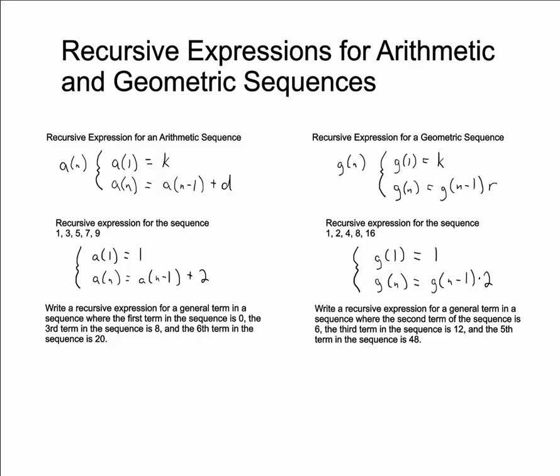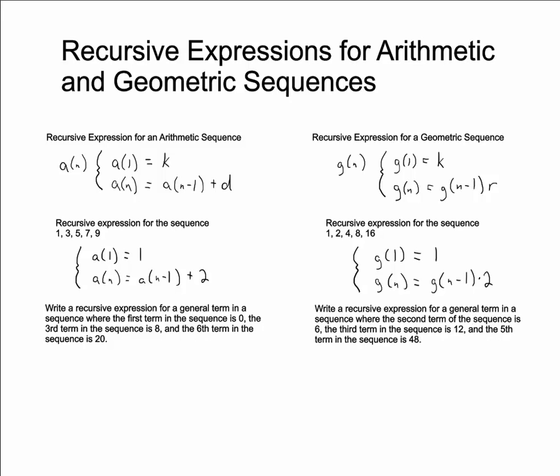So let's define a recursive expression for the sequence 1, 3, 5, 7, 9. So we always start out with the first term. So a of 1 is equal to 1. Then we have the general part of the expression. So a of n is equal to a of n minus 1 plus 2, where 2 is the common difference.